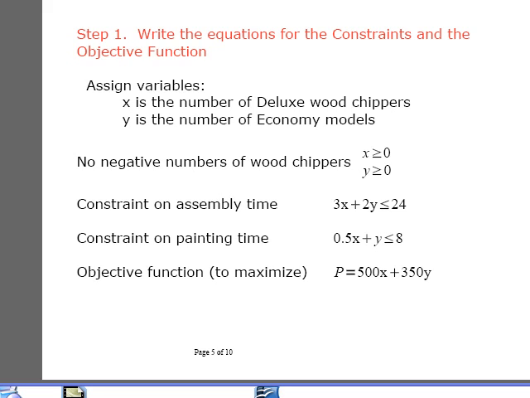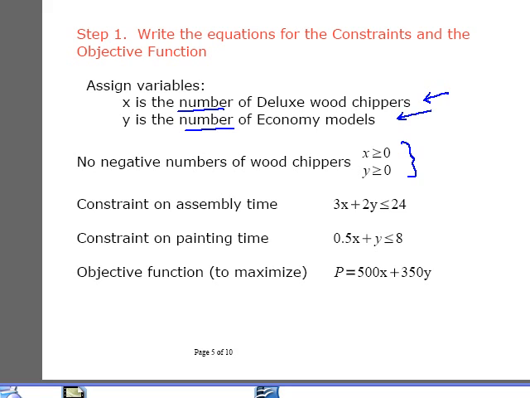So in step 1, I'm going to write the equations for the constraints and the objective function. First I have to assign variables. D and E would have been better, but I'm going to go ahead and use X and Y. X for deluxe and Y for economy models. Now I can't make a negative number of wood chippers, so these two, X and Y, must be greater than or equal to 0. Remember, X is the number of deluxe models that I'm going to make, and Y is the number of economy models that I'm going to make.